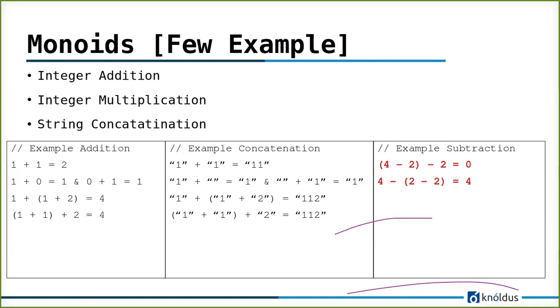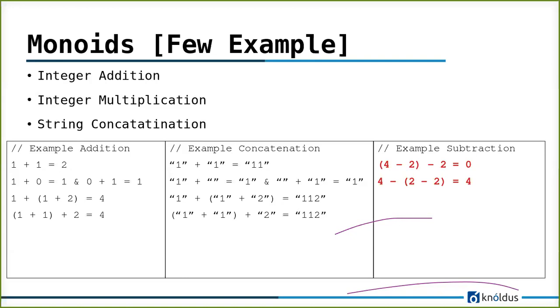If you look into the first box, we have 1 plus 1, which is equal to 2. This is the combine. For the second line, 1 plus 0 is equal to 1 and 0 plus 1 is equal to 1, which shows us the identity law. And for the integer, we have 0 as the empty value. In the third and the fourth lines, 1 plus 1 plus 2 gives us 4, and 1 plus 1 plus 2 again gives us 4, so it follows the associative law. The same goes for string concatenation and integer multiplication.